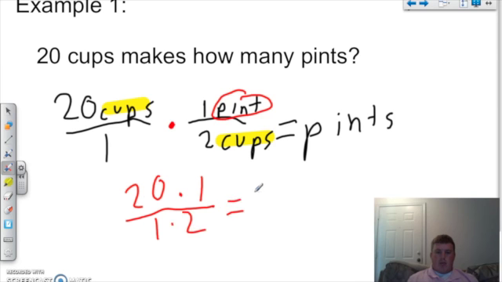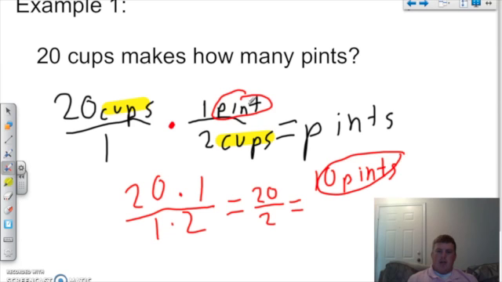We multiply the top. 20 times 1 is still going to give us 20. And 1 times 2 is still going to give us 2. So we reduce that fraction, and we find that we're left with 10 pints. And that's going to be our final answer. Now you might have also noticed that you could cancel here. 2 goes into 2 once and 2 goes into 20 10 times. If you multiply across, you would have gotten 10 over 1, which is the same answer we got. If you can see things that cancel, I would recommend going ahead and doing that.